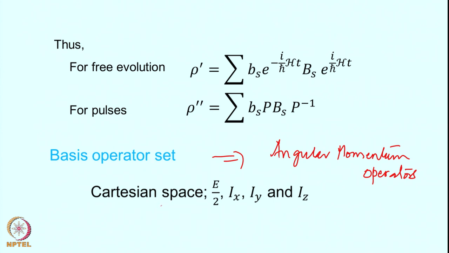Typically, in Cartesian space, we have the unit matrix, and we have the three angular momentum operators Ix, Iy and Iz. So we build on this, we build using this.